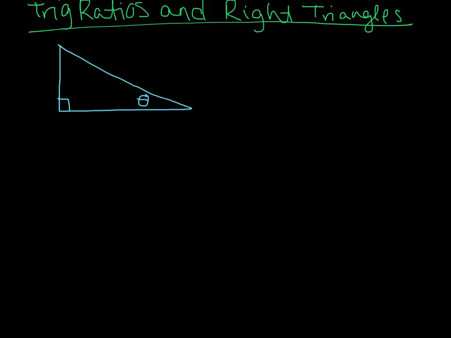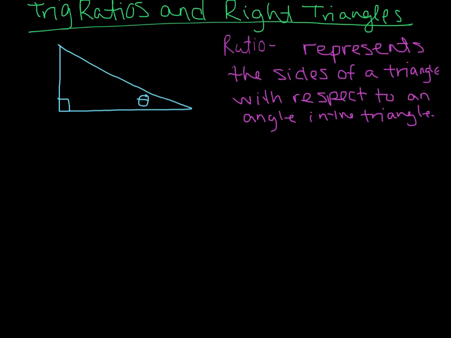Okay, so this video lesson is going to be about trig ratios and right triangles. A ratio represents the sides of a triangle with respect to an angle. So remember, an angle is called theta. This little circle with a line through it.